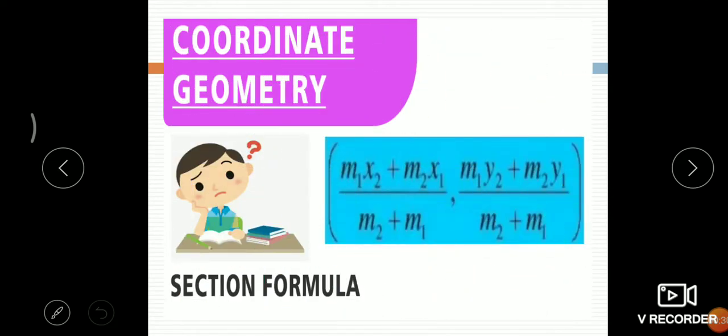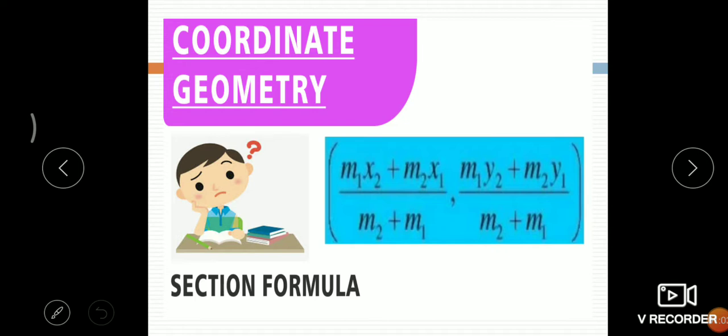Section, as the name defines its meaning, means portions or parts. Eventually a point divides a straight line into two parts, or even more than 2 points can divide a line into more than 2 parts. So how to find those points' coordinates, that is abscissa and ordinate? To answer this question today, I will be using the section formula.